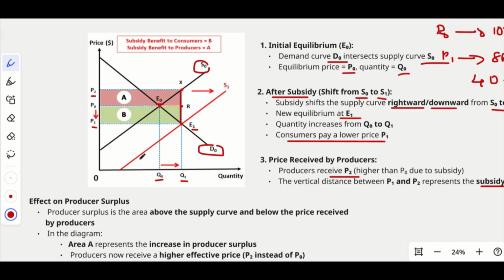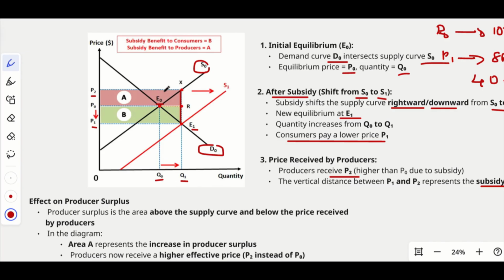Here, the producer surplus. What will happen to the producer surplus? For the initial equilibrium, what was the producer surplus? Only this much, right? This was the initial producer surplus. Now the producer surplus has shifted to this side. See, this is the new producer surplus.